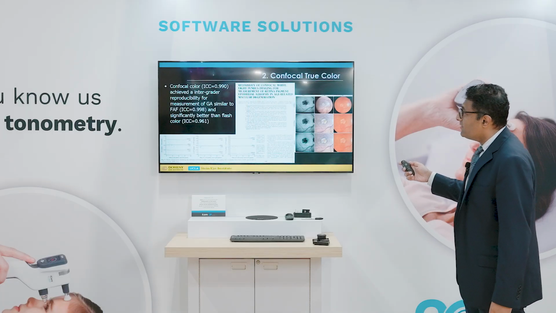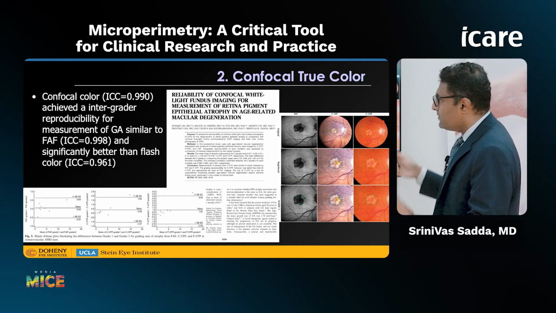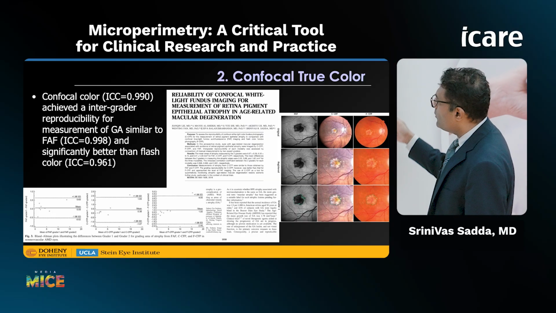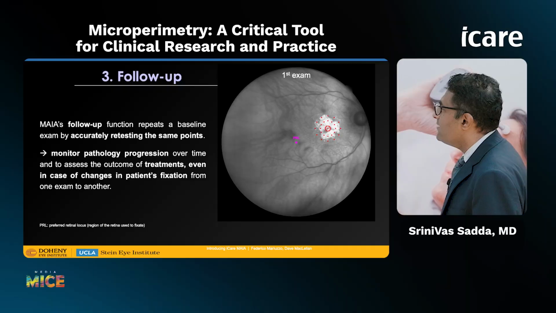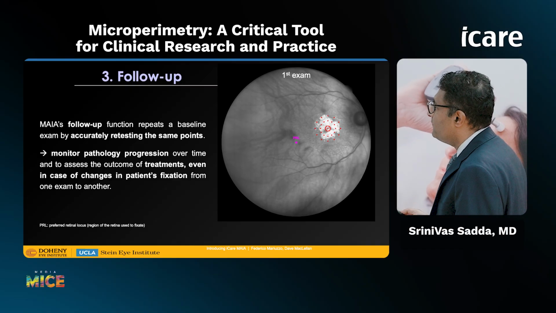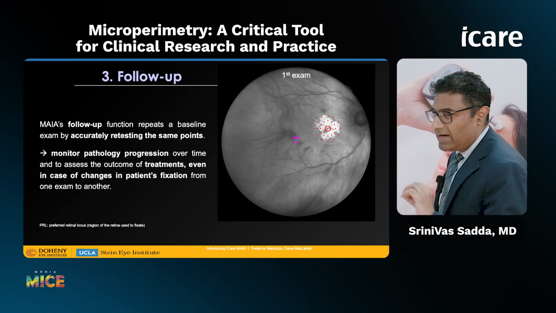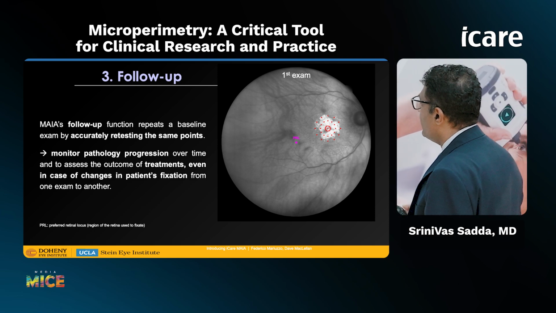We've published that, and this is with the AIDEN system, but the same point, using confocal color, that we could get as good delineation of atrophy as compared to autofluorescence. And as I said, when you have a high quality confocal fundus image and really good tracking, then you really can monitor progression over time.